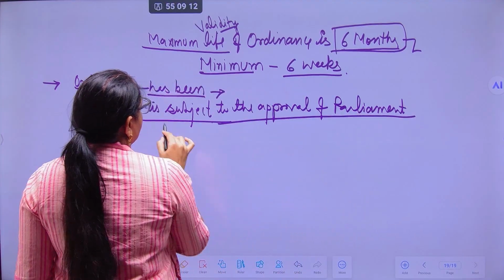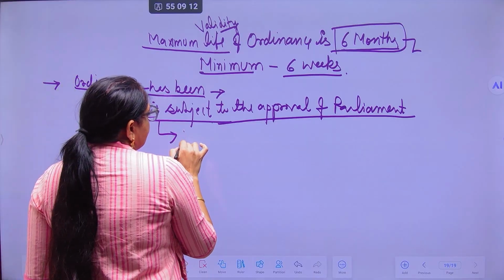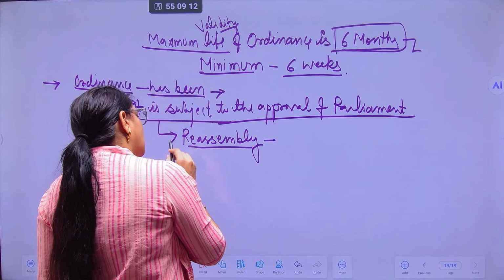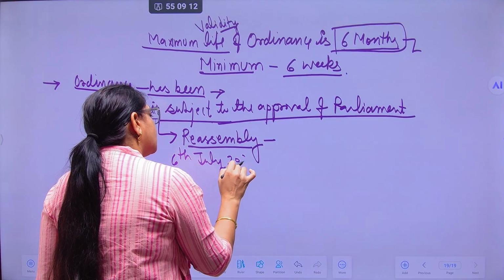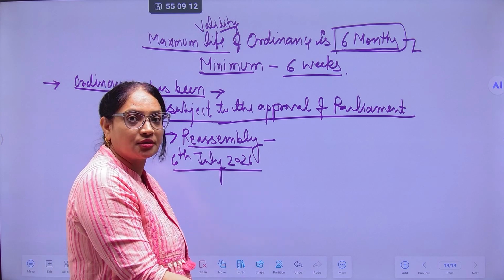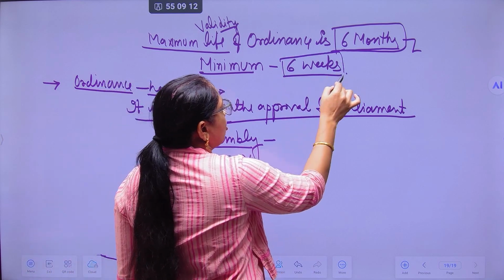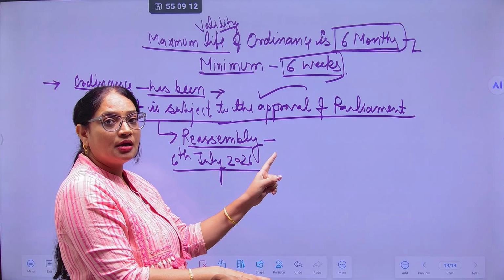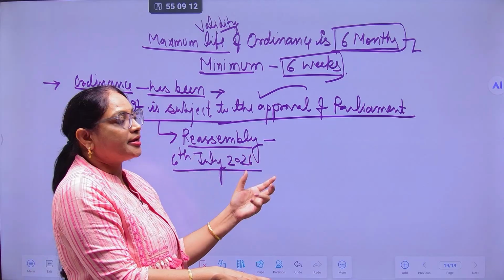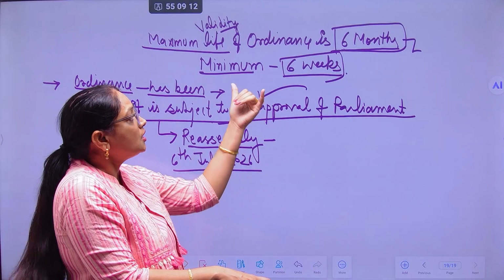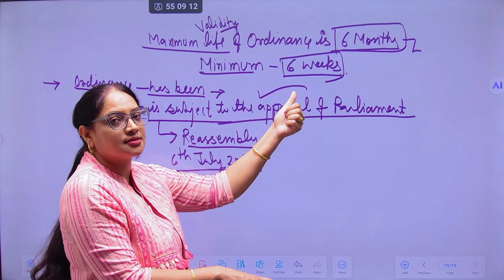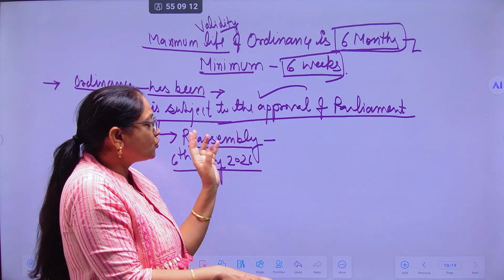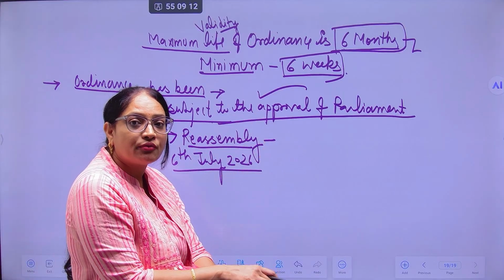Suppose Parliament is sitting, that is, the reassembly of the Parliament took place, say from the 6th of July 2026, when the Parliament reassembled for the monsoon session. So within 6 weeks, the ordinance must be approved from the date of the reassembly of the Lok Sabha or Parliament. It is mandatory to approve the ordinance within 6 weeks, not months, 6 weeks. Maximum 6 months because the time period has been prescribed, and minimum 6 weeks from the date of reassembly of the Parliament, right?